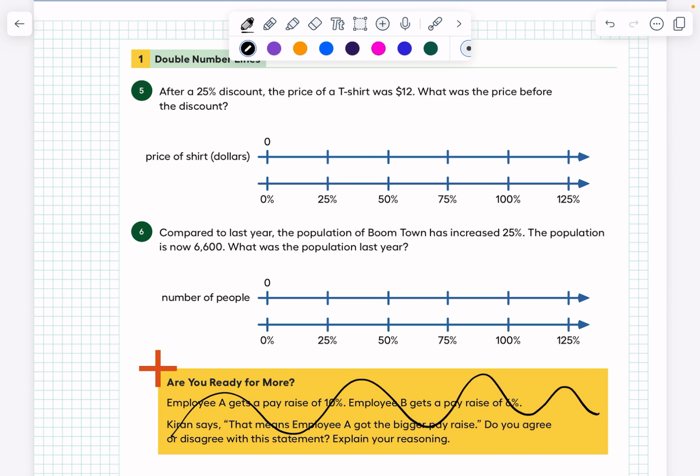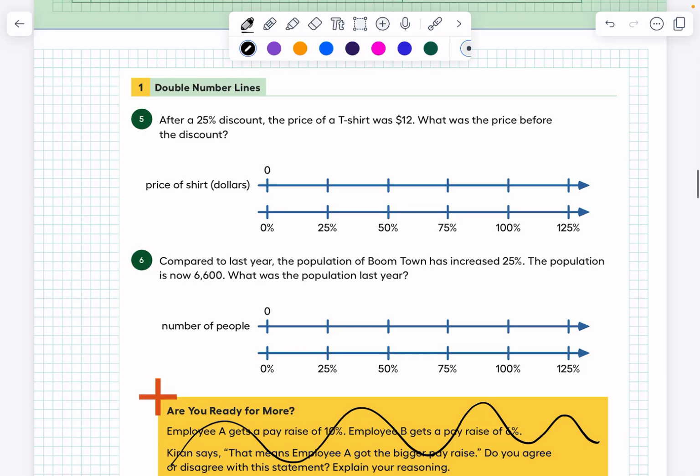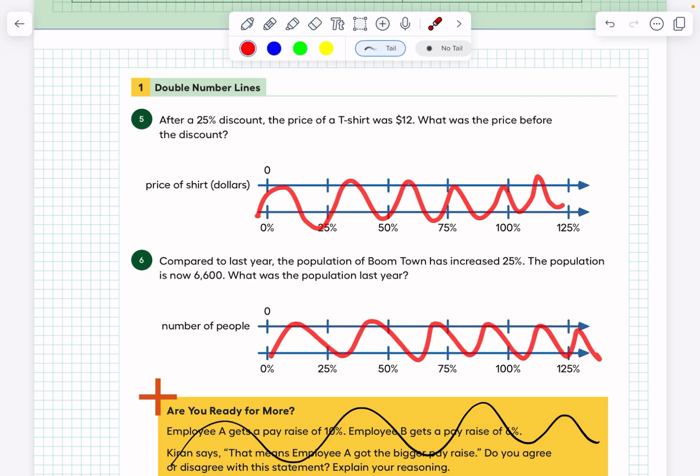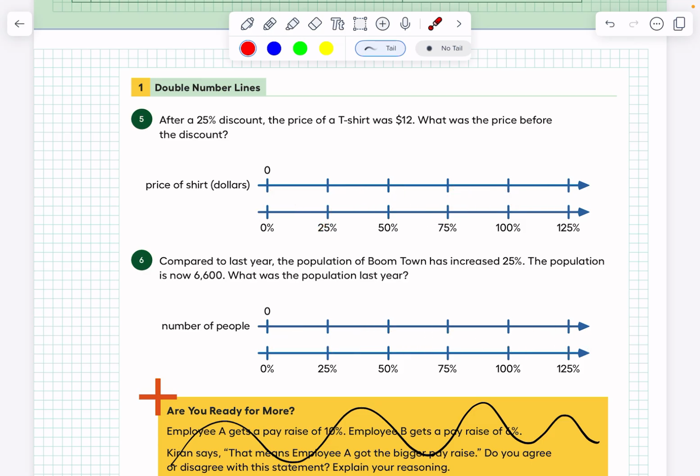Okay, so they do want us to use these tape diagrams, or this double-sided number line, but we're not going to do it this way. We're just going to stick to the same way I've been teaching you guys.